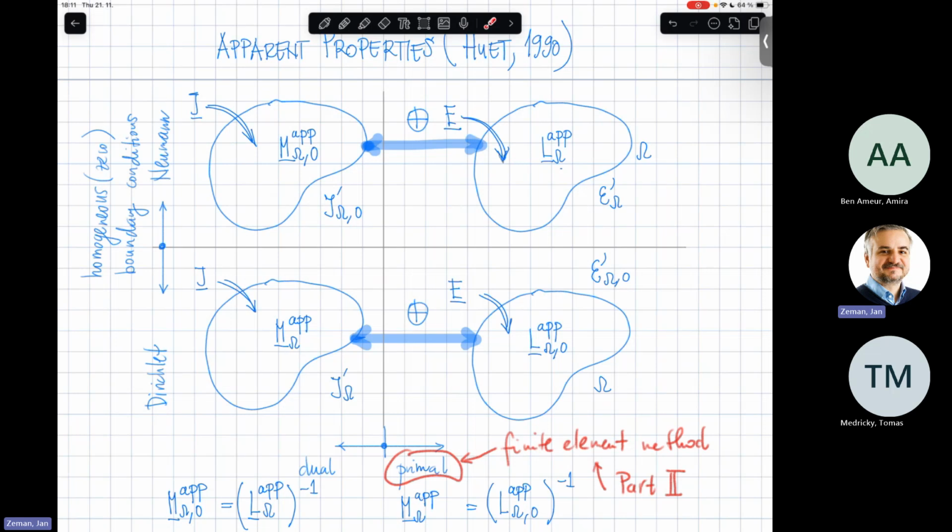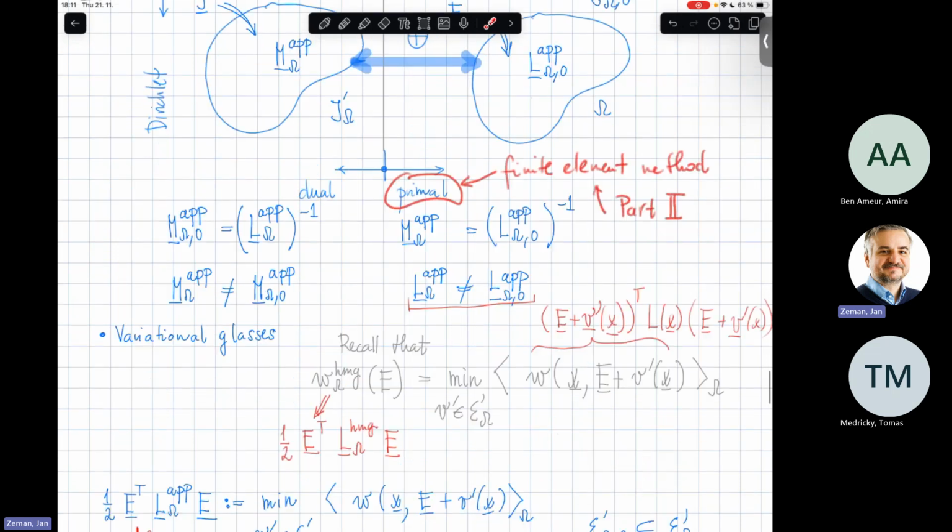I need to do is to be able to solve this primal problem with zero mean condition, and also with this Dirichlet boundary condition for the fluctuations which are equal to zero, and this gives me this full range of properties, apparent properties I can get.